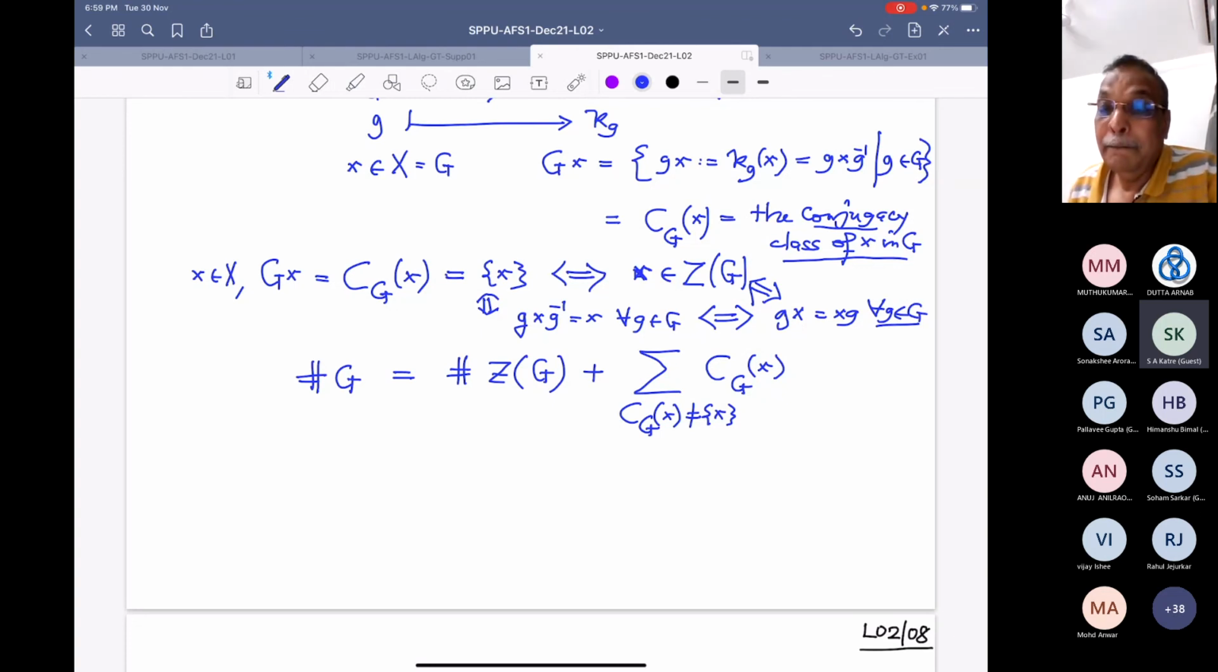All right, now some more examples. The more examples you see, the more understanding you will have.